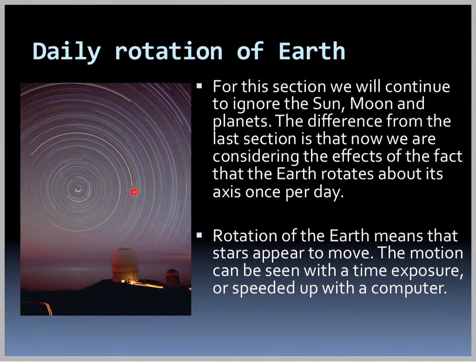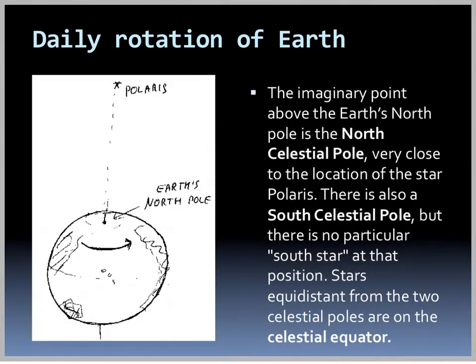So the stars appear to rotate around a point in the sky. Now, that imaginary point above the Earth's North Pole is called the North Celestial Pole, and it's very close to the location of a star there. We call that star Polaris. There's also a South Celestial Pole, but there's no star there, so there's no South Star. Now, any stars that are equidistant from the two celestial poles are called the celestial equator.